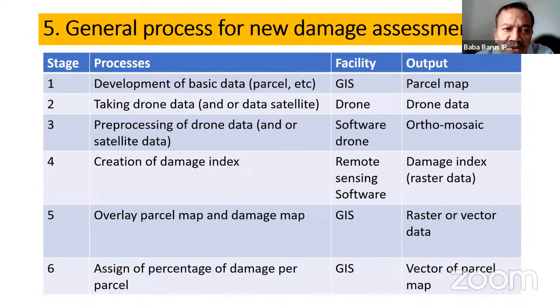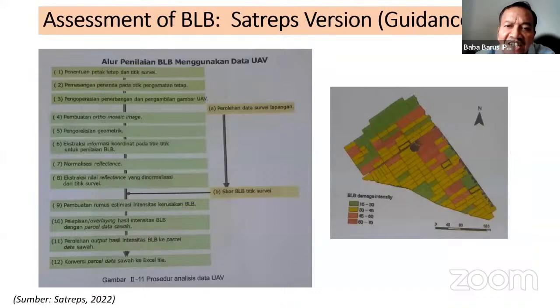We have a problem, of course, to create the proper parcel map, as well as to create the damage index. And there is already a standard operating procedure we created. If you see the picture on the right, that's an example of the resulting map. We can inform, per parcel map, the damage index from 0% to 100%.